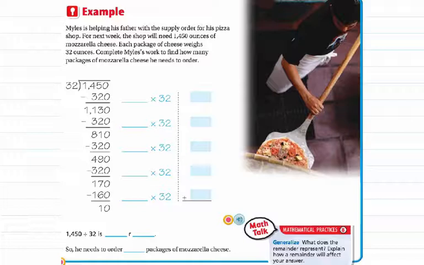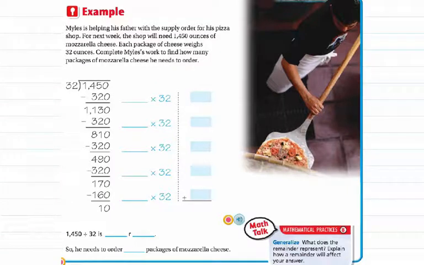So let's get started. Miles is helping his father with the supply order for his pizza shop. For next week, the shop will need 1,450 ounces of mozzarella cheese. Each package of cheese weighs 32 ounces. Complete Miles's work to find out how many packages of mozzarella cheese he needs to order.